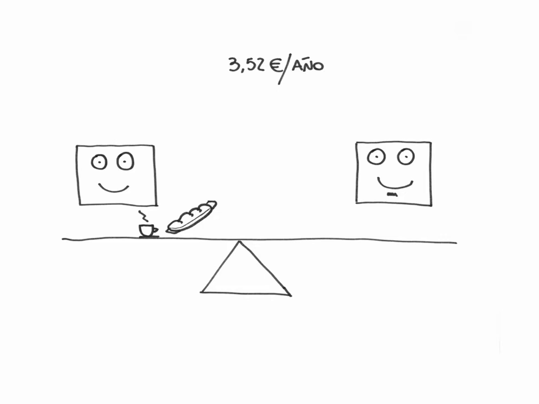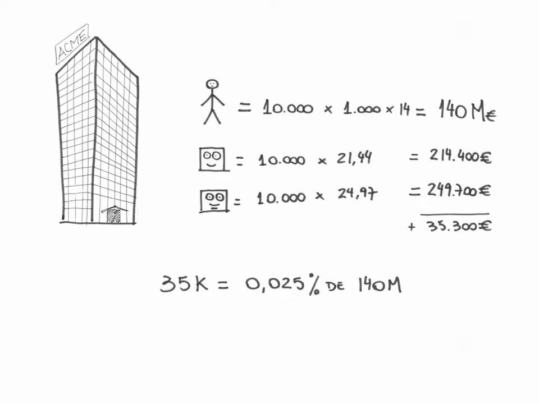This is ridiculous compared to the amount of money a company spends. 10,000 people that earn €1,000 a month can spend 140 million euros in salaries. So you can see for yourselves what it means to switch computer screens to save energy.